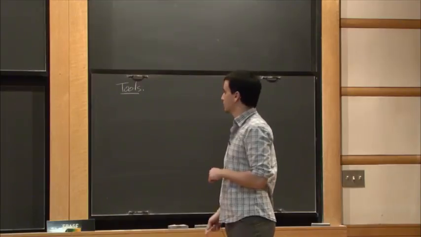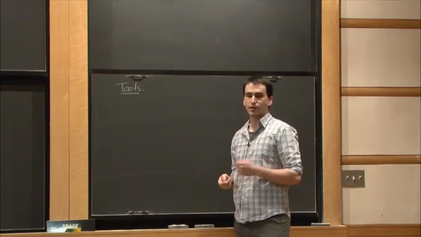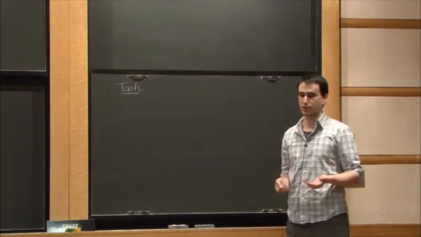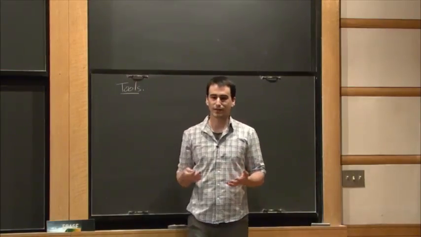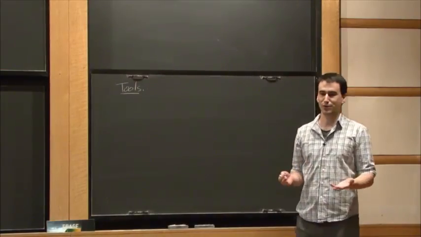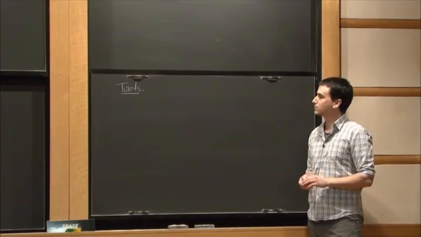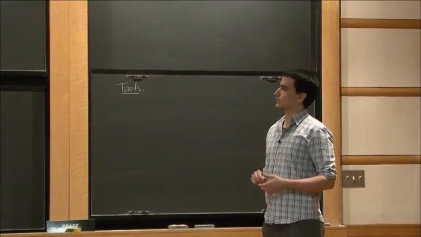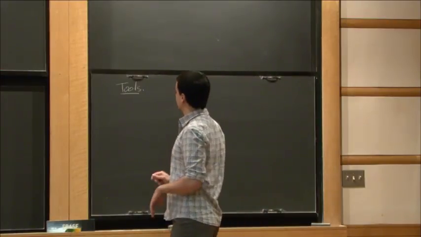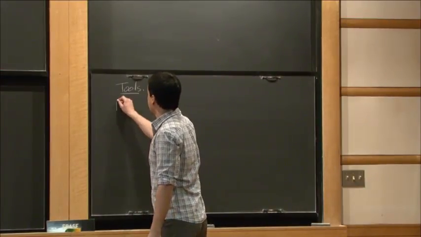Okay, so the first tool that we're going to use is the derivative of a polynomial. When we talk about real-valued polynomials, everybody knows what a derivative is, right? But we are talking about discrete objects, so it's less obvious how to define this, but let's give a definition.